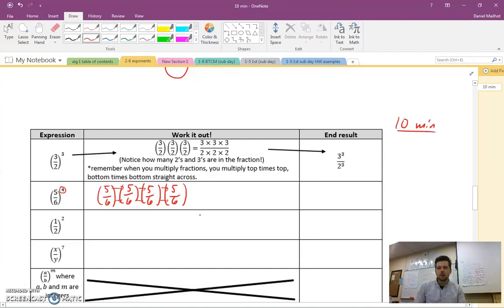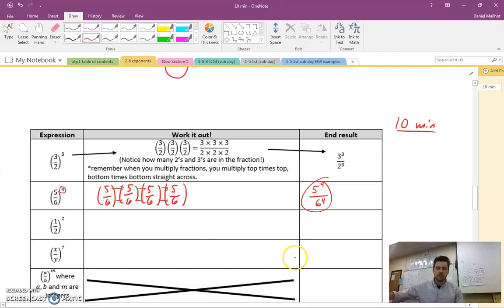How many 5s are being multiplied in the numerator on the top? 4 of them. 5 to the 4th. And what about the bottom? How many 6s are being multiplied? Also 4. 6 to the 4th. Bam. Done.